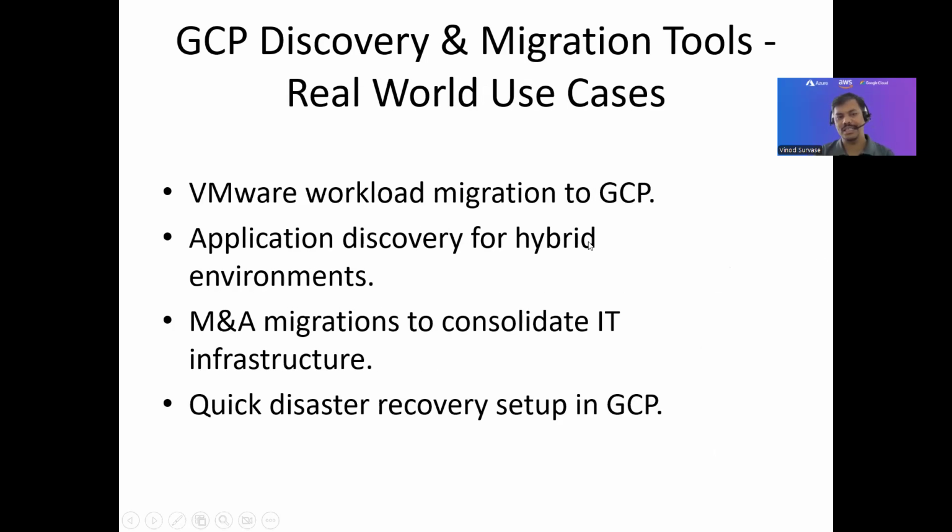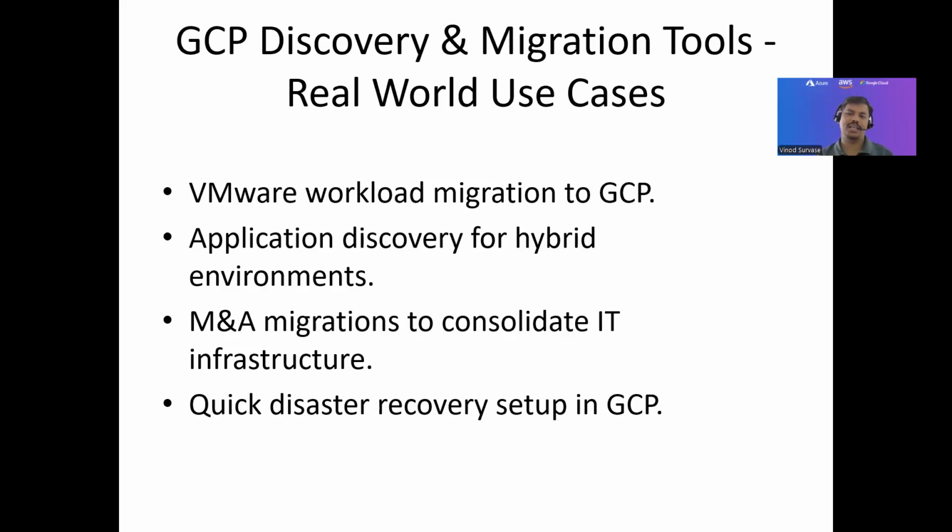And the real world use cases over here, starting from your on-premises and private data centers: VMware workloads migration to GCP, application discovery for hybrid environments, M&A, mergers and acquisitions migrations to consolidate IT infrastructure, and quick disaster recovery setup in GCP as well. So it's going to give us all of those capabilities and clarity, right? And based on that, we will get complete visibility and control over there.